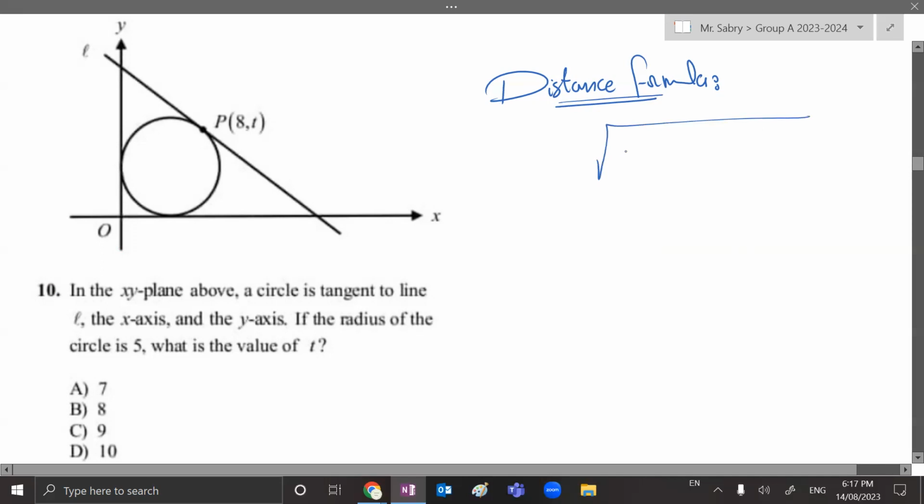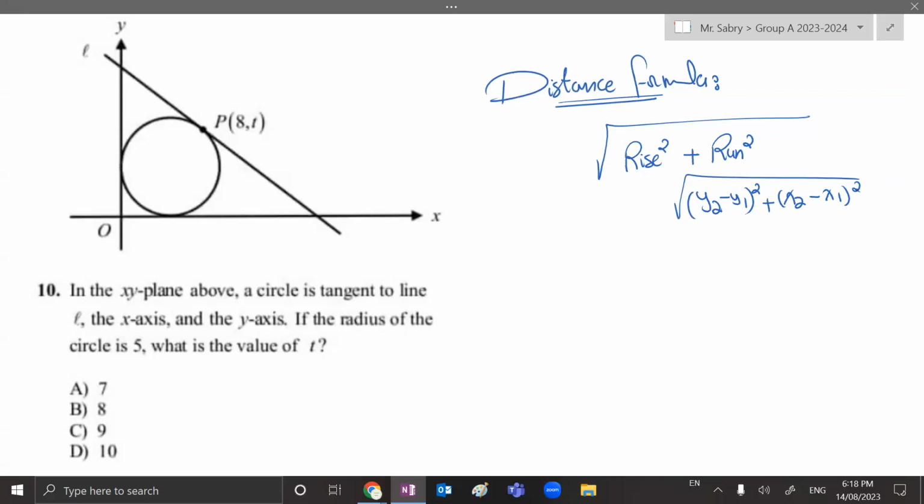Big square root, inside it rise power 2 plus run power 2. What does that mean? Big square root of y2 minus y1, because that's the rise, power 2, plus x2 minus x1. It comes from the slope a little bit. The slope is rise over run, and the distance is rise power 2 plus run power 2 under the square root.